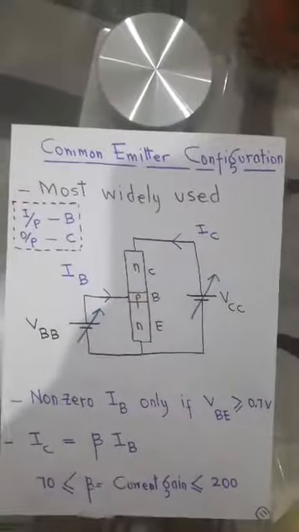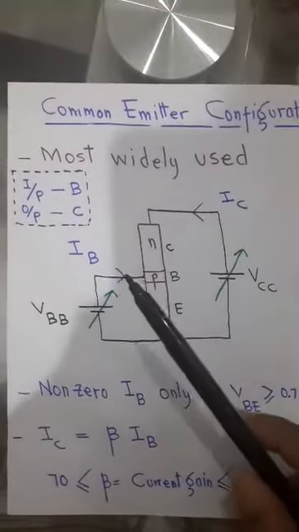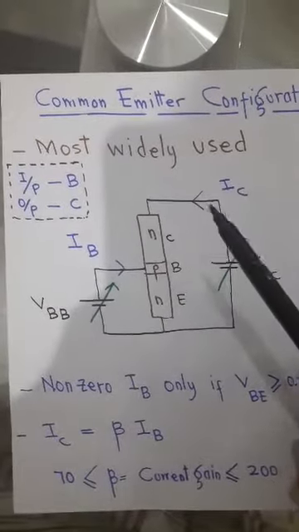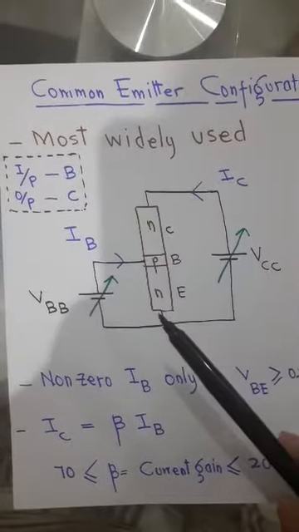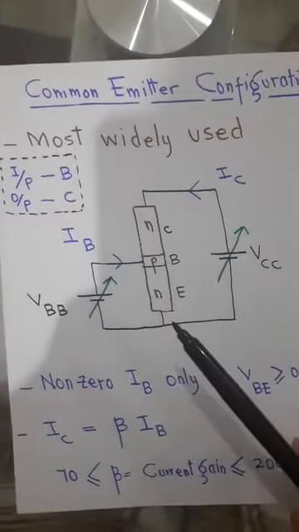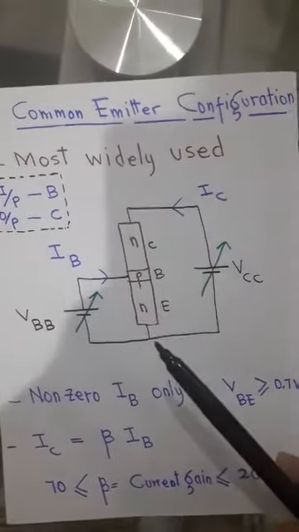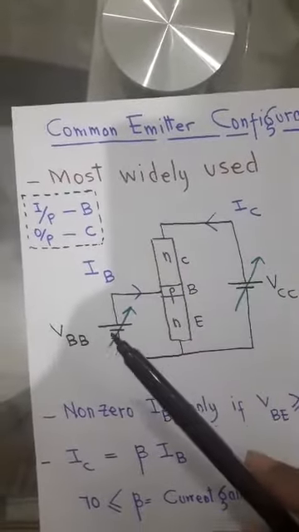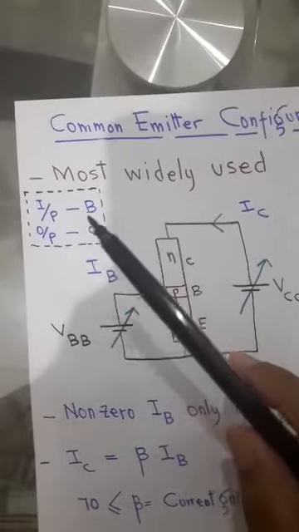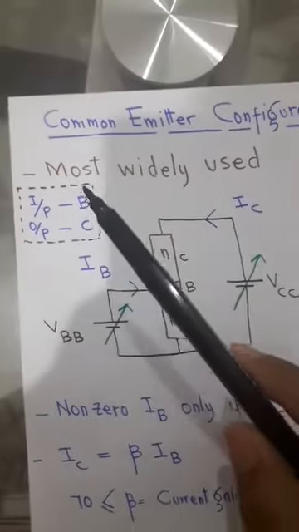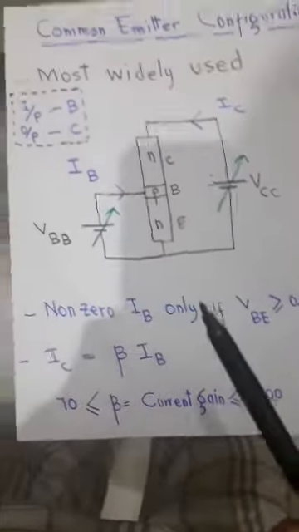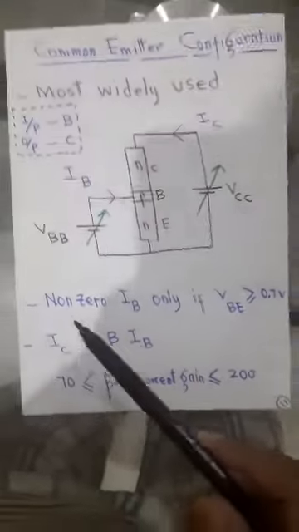In common emitter configuration, base is used as the input terminal, collector as the output terminal, and emitter is common between base and collector. That is why we call it common emitter. So the input side is base, the output side is collector, and this is the most widely used configuration for BJTs in amplification mode.